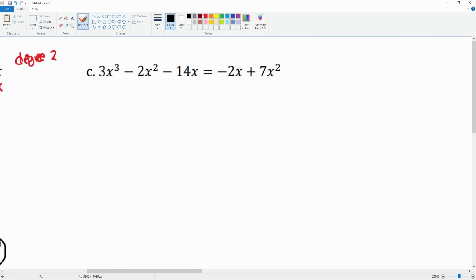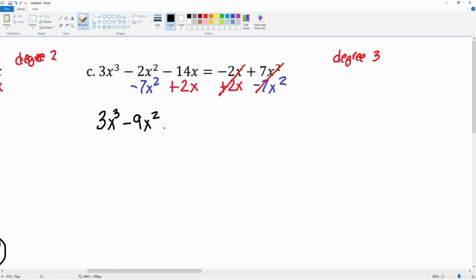C, take a look. This is now a degree 3. All right, so we have to try to make it equal to 0. We have a minus 2x here, so we're going to add 2x to both sides. Then I have a plus 7x squared, so we're going to minus 7x squared from both sides. Okay, I lined them all up. So this cancels on the right, this cancels on the right, leaving you with 3x cubed minus 9x squared minus 12x is equal to 0.